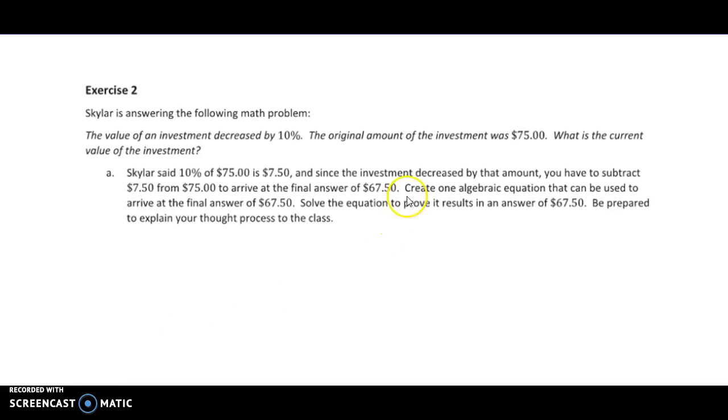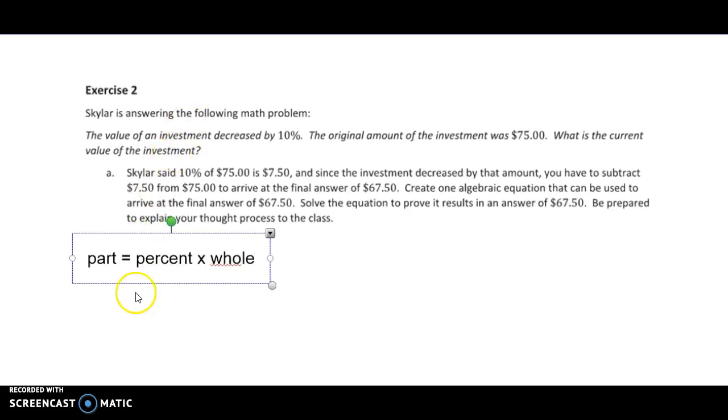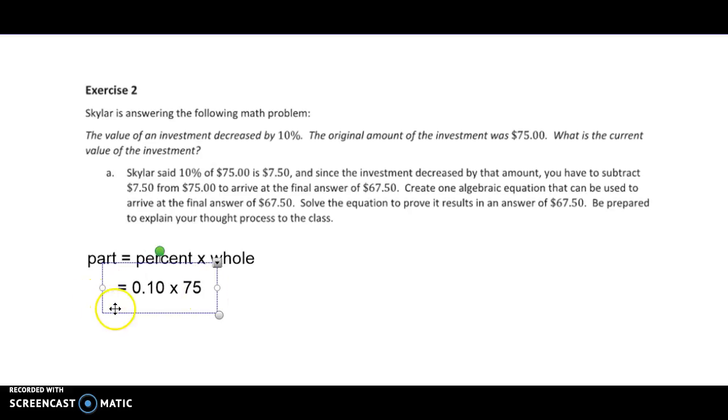If it's decreasing by 10%, now we need to take away the $7.50. But the question asks us to create one algebraic equation that can be used to arrive at the final answer of 67.50. Here's the problem. If I write the problem out using part equals percent times the whole, and I know that the percent is 10 and the whole is 75, that equation is not going to give me my 67.50. Is there a way I could turn this equation around so that 67.50 would be my part?